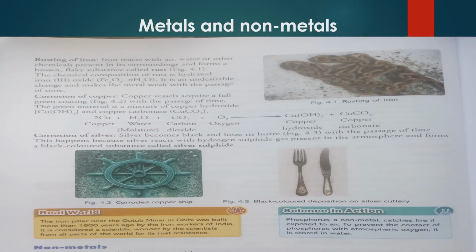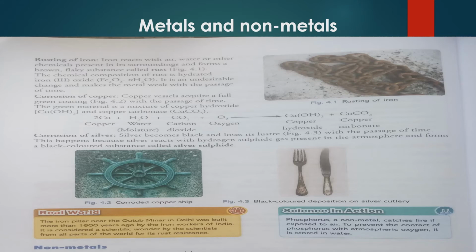Now let's know about another process that is called corrosion. Corrosion is the process of slow wearing away of the metal due to the attack of atmospheric moisture and gases like oxygen on its surface. One example of corrosion that we can see is the rusting of iron.